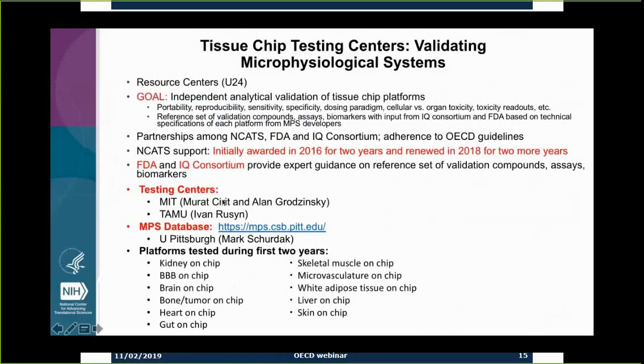These two testing centers are going to be testing all these chips in the first 2 years, and these have all been tested since they were funded in 2016. All the data as well as the best practices and protocols are being housed at the database that NIH set up at University of Pittsburgh, where Mark Schurdak is the PI. The first publication on the independent testing of the kidney on a chip was published in Nature Scientific Reports that just came out late last year, and that's shown in this reference on the bottom of the slide.